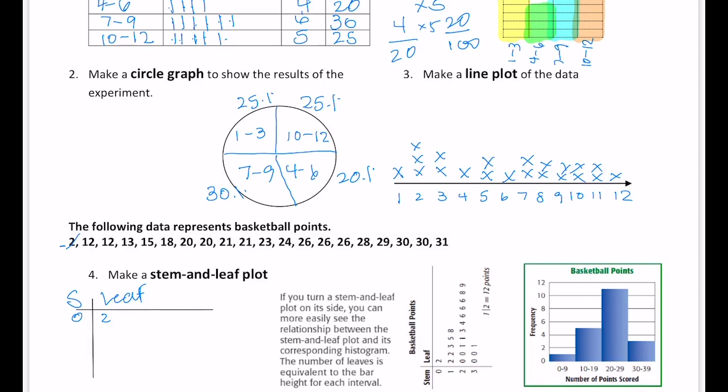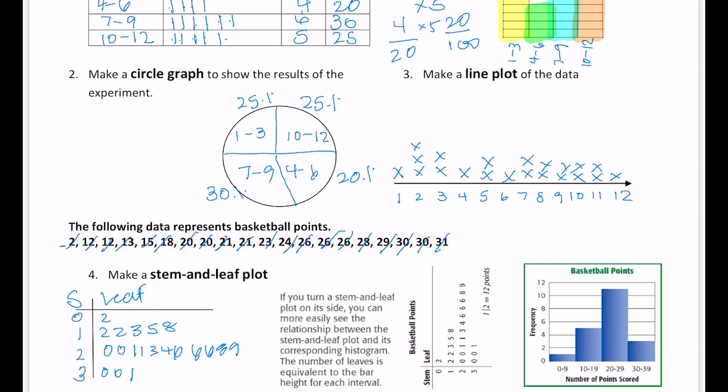That is so nice. Your next stem will be 1, and you have 12, 12, 13. So that's 2, 2, 3. You have a 5, you have 8. Then your next stem will be a 2. Your leaves would be 0, 0, 1, 1, 3, 4, 6, 6, 6, 8, 9. And the next stem will be 3, and you have two 30s and a 31.